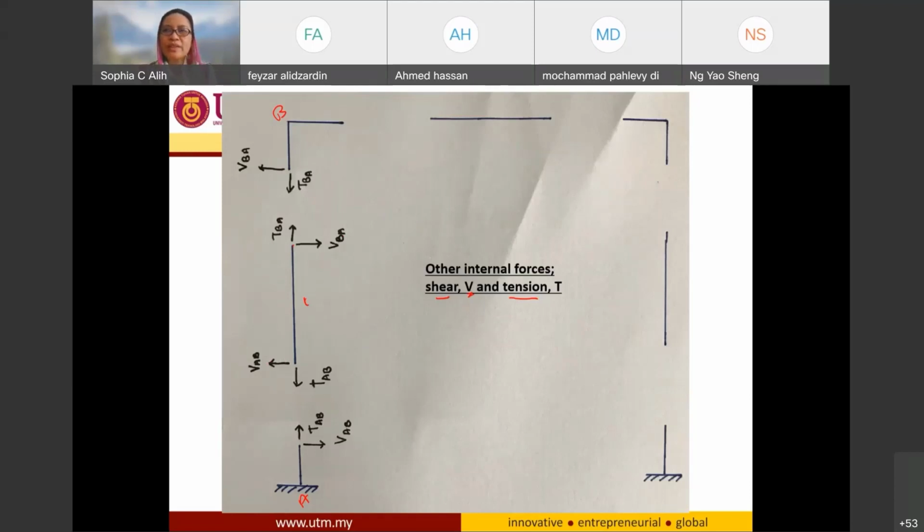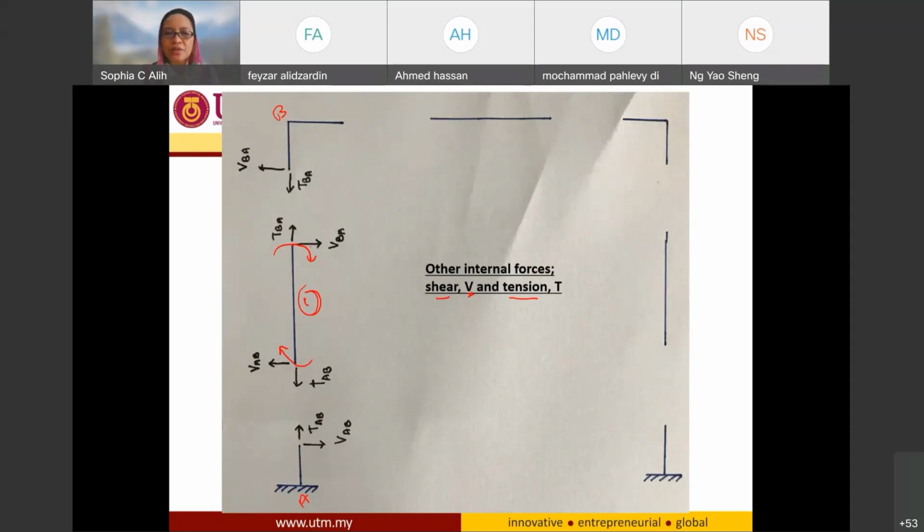As you have already learned, when you analyze your beam, after you have determined the end moment over here, after you have calculated the end moment, then you can just do the simple calculation for this element. And from the simple calculation, you can easily determine the internal forces of the shear and also the tensile.